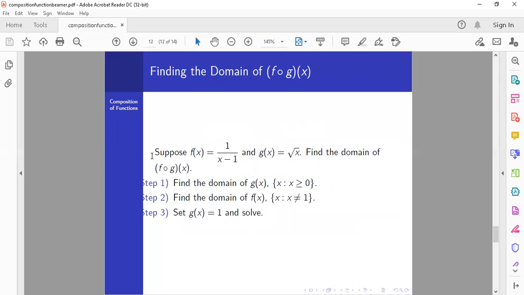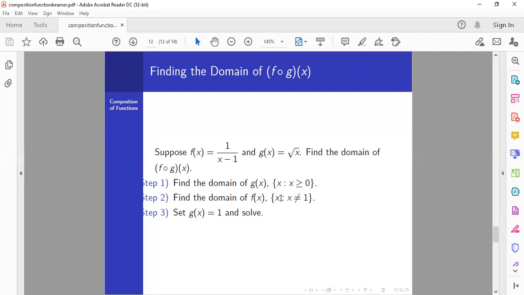Okay, so suppose f of x is 1 over x minus 1 and g of x is the square root of x. Find the domain of f composed with g. So step 1, find the domain of g. Well, g is the square root of x. I'm allowed to put anything non-negative in. Find the domain of f. Well, I'm not allowed to divide by 0, so I have to exclude the value of 1.